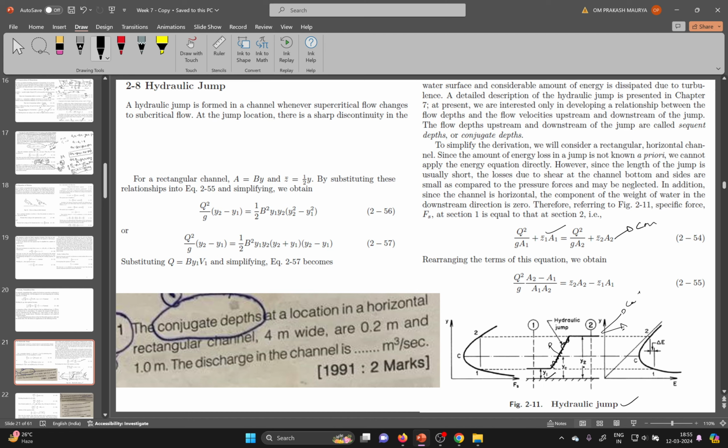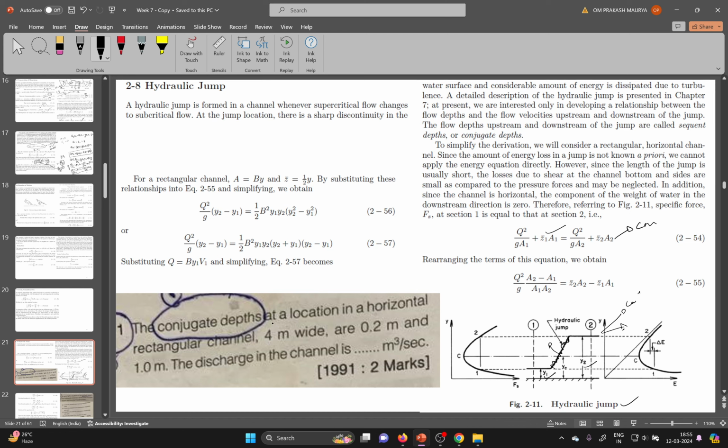This y1 and y2 are the conjugate depth, or you can say the sequent depth also. Alternate depth we talk about in the energy, where we use specific energy. At a particular fixed specific energy, we get two depths known as the alternate depth, and at a constant specific force we get two depths during the hydraulic jump known as the conjugate depth or the sequent depth. So please try to solve question 1.